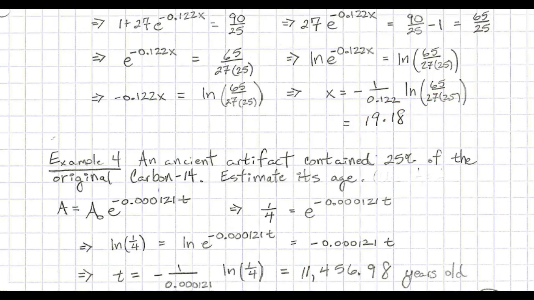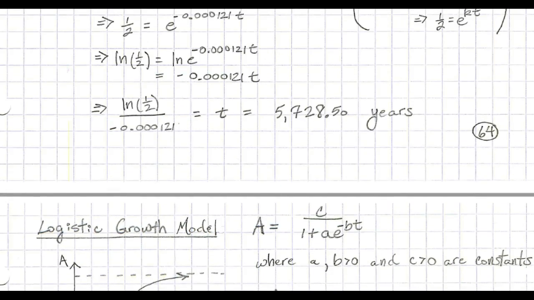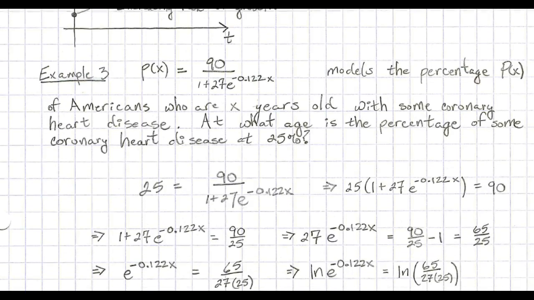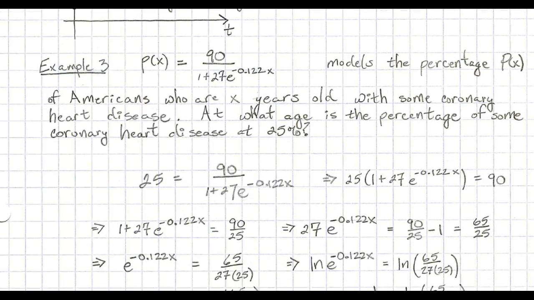In other words, at about age 19, about 25% of people have some coronary heart disease. Notice our limiting value here is 90. So our limiting percentage is 90%. So as the age gets really, really old, then about 90% of the people would have some coronary heart disease.